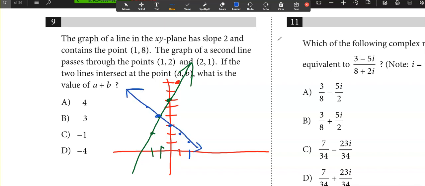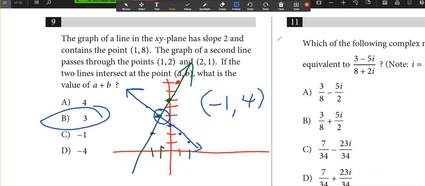If the two lines intersect at the point A comma B, which is that right there, that's negative 1, 4. What do you get when you add them together? You get 3. So my thinking is to be a little bit careful when you graph it and just use the slope and kind of count until you find the point where they cross. Did anybody else do something fancier than just graphing it?